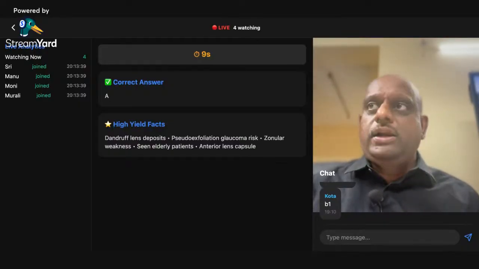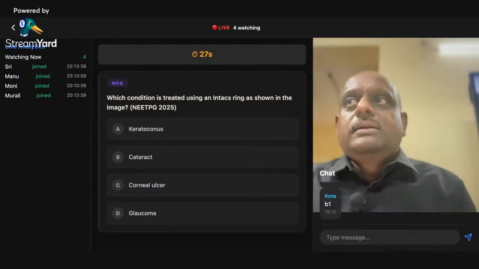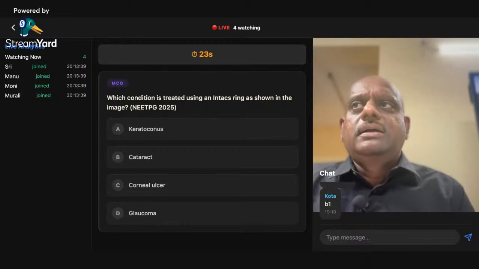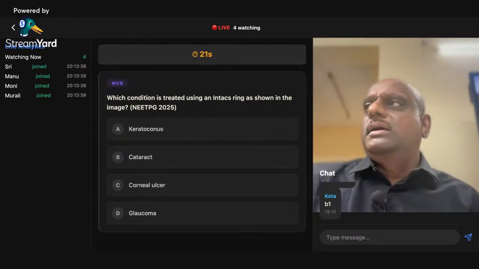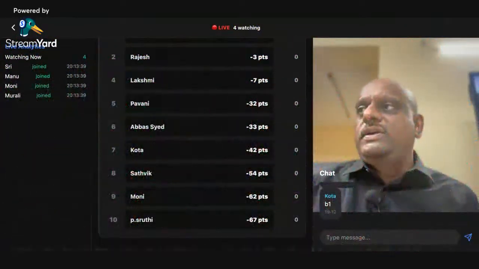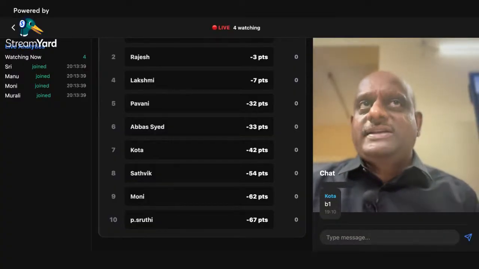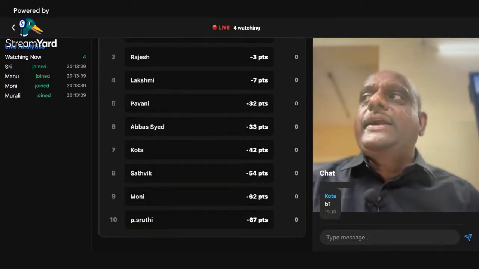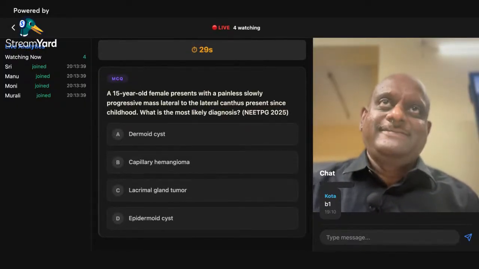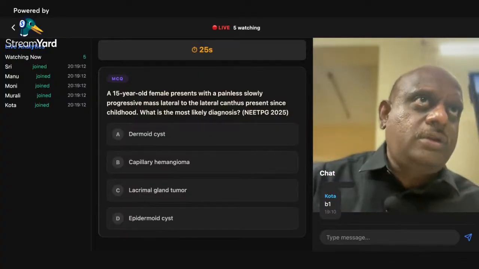Okay, now, which condition is used to treat the ring shown in the image? Okay, I think the image should be there. So it was keratoconus. What is that sign in keratoconus called? Munson sign. So the lower eyelid, when they look down, will become conical and droop forward. That's called Munson sign.